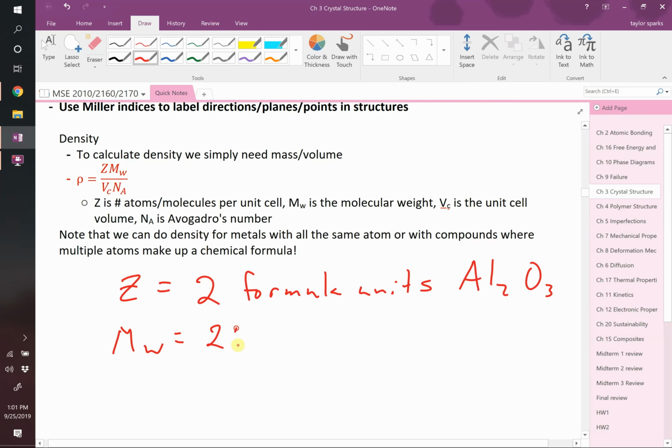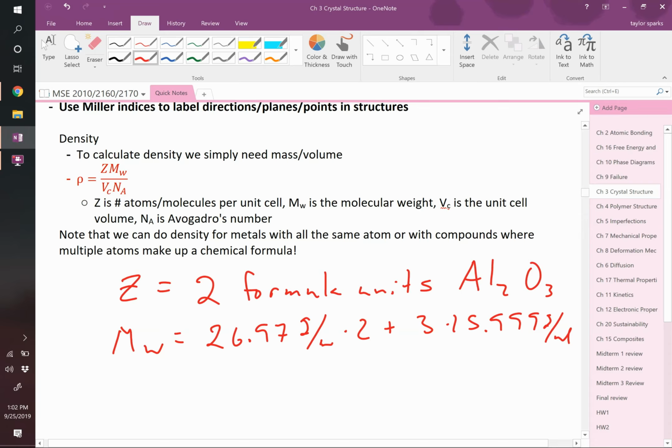So 26.97 or whatever it is, grams per mole times 2 plus 3 times 15.999 grams per mole, right? That would be our molecular weight, okay? You could do this exact same thing on a per atom basis if you wanted, right? Z would be 2 aluminums, and Z would be 3 oxygens, right? And then you do the molecular weight of aluminum. It doesn't matter, but this is a common mistake that people will get wrong. Okay? It's just correctly adding up the number of atoms in the unit cell.